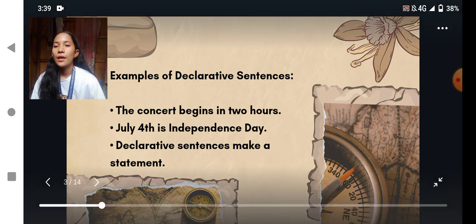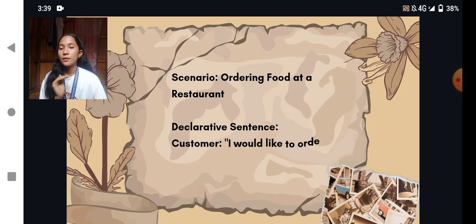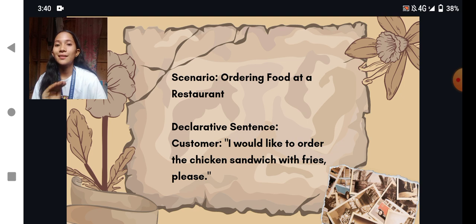Last, declarative sentences make a statement. Then, the scenario. For example, the scenario is ordering food at a restaurant. So, I would like to order the chicken sandwich with fries, please. So, it is a declarative sentence because the customer is making a statement or providing information about their food order. This is an example of a declarative sentence because it is stating a fact or expressing a thought.